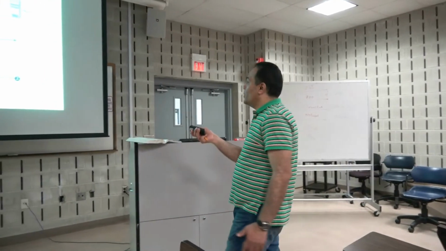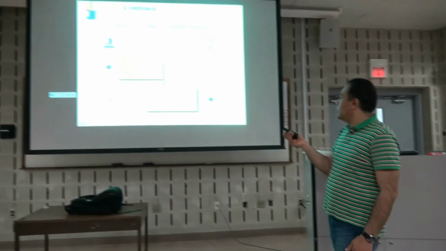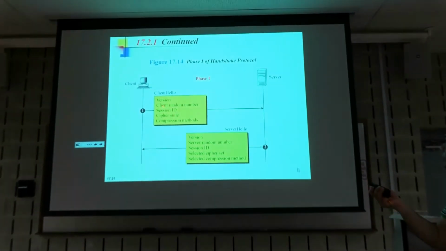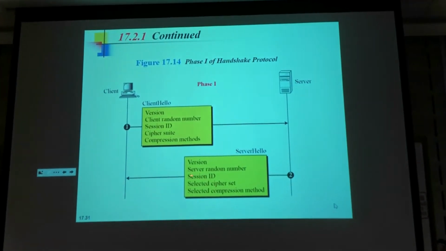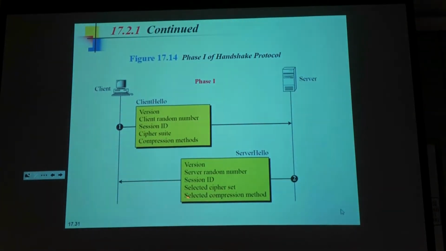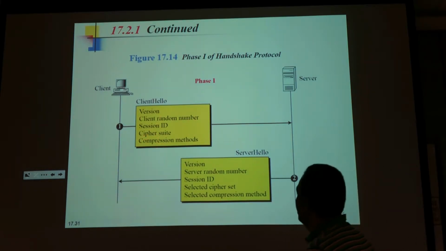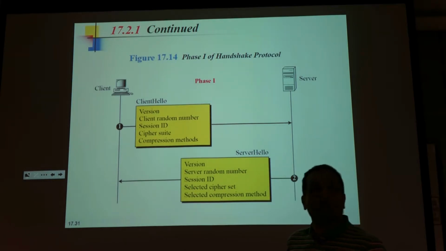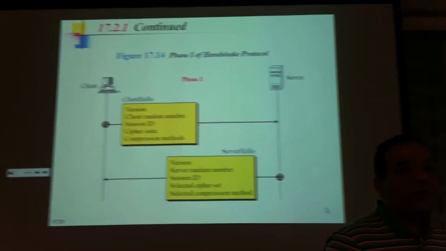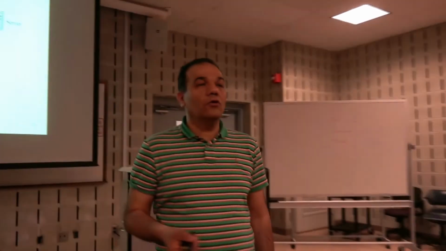Then the server responds with hello, the version, agrees with it, the server random number, so this is the client and server random number, the session ID, the selected cipher suite, because the client sent a suite and he selected, and then the selected compression method, right? Maybe the client sends options: let's do compression this or this. Then the server will confirm with one of them.